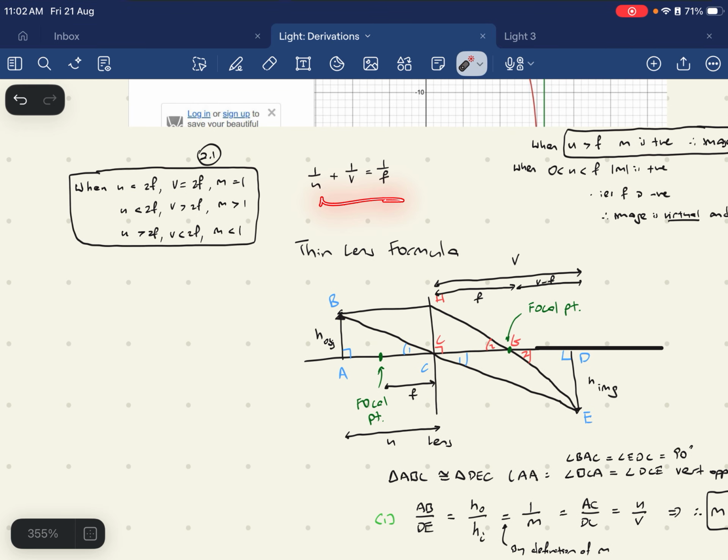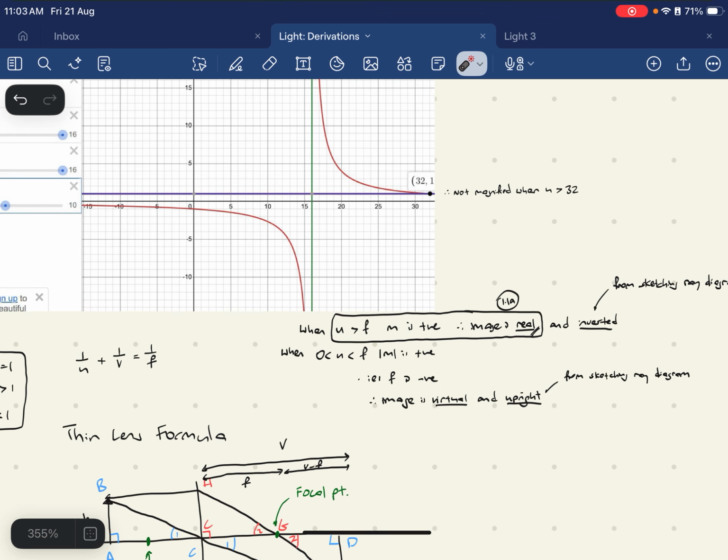Right? So in conclusion, we see that there is a relationship that's easy to remember from the thin lens formula. If you locate the object u at 2f, then the image is located at 2f, and the magnification is 1. If the object is located less than 2f, then the image is more than 2f, and the magnification is more than 1. If the object is more than 2f, the image is less than 2f, the magnification is less than 1. So you can see that just by manipulating this formula.